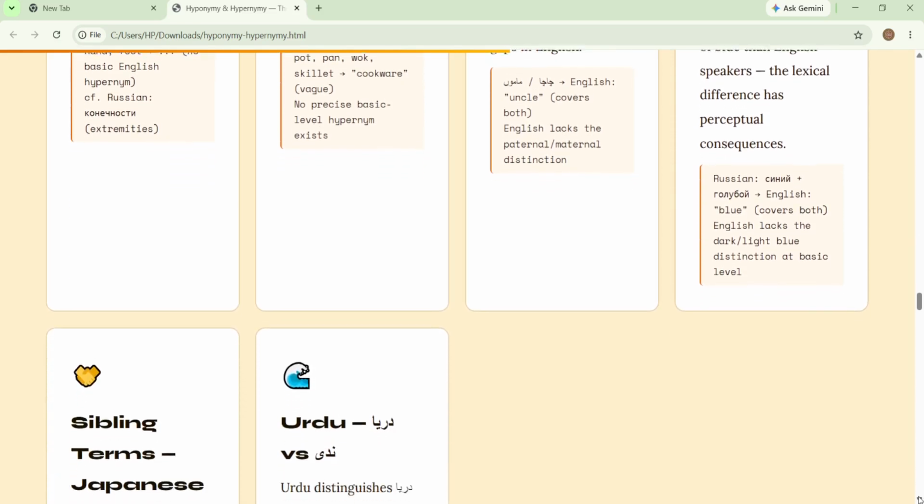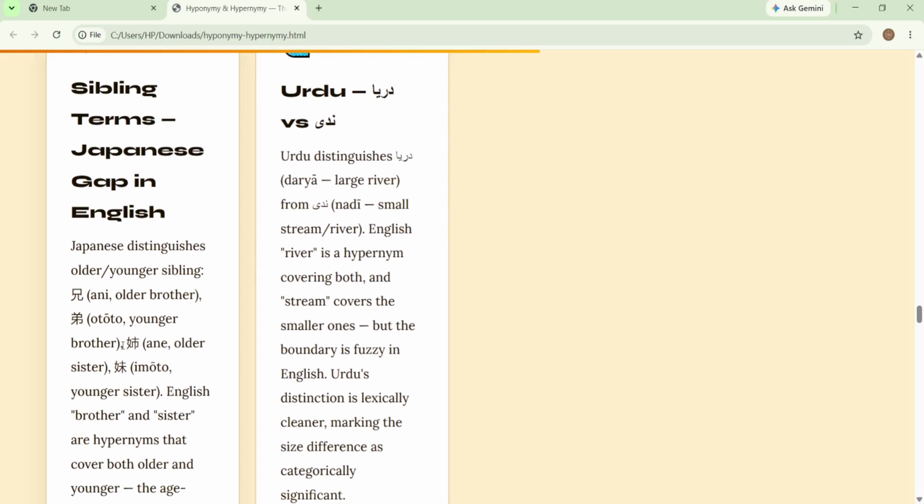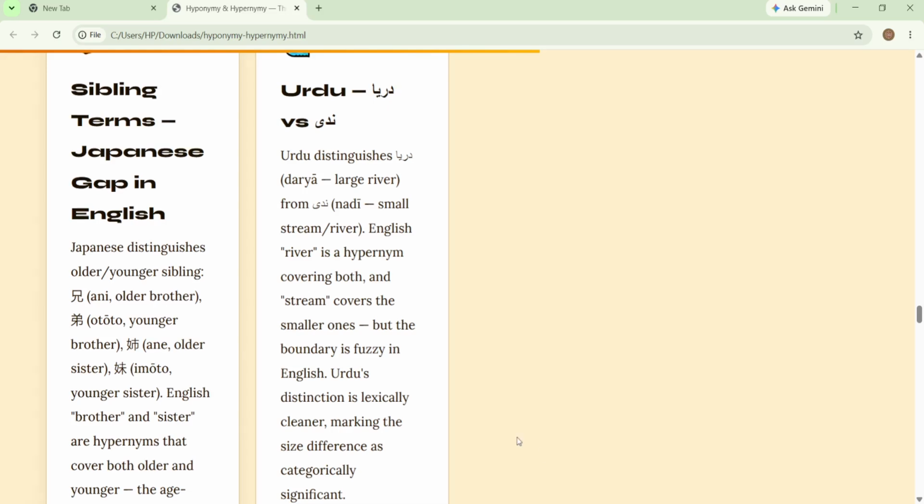This shows another gap coming: sibling terms, a Japanese gap in English. Japanese distinguishes younger and older siblings. These are written in Japanese: ani, older brother; ototo, younger brother; ane, older sister; imoto, younger sister. English has brother and sister.